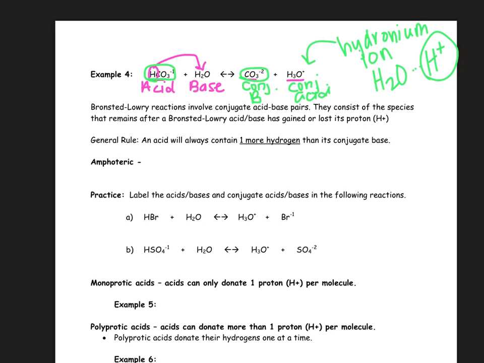So Bronsted-Lowry reactions involve these conjugate acid-base pairs. So basically your reaction can go either way. So it's kind of nice. This is kind of how this bicarbonate ion, HCO3 minus, is actually what you find in your blood. And it's called a buffer system in your blood.